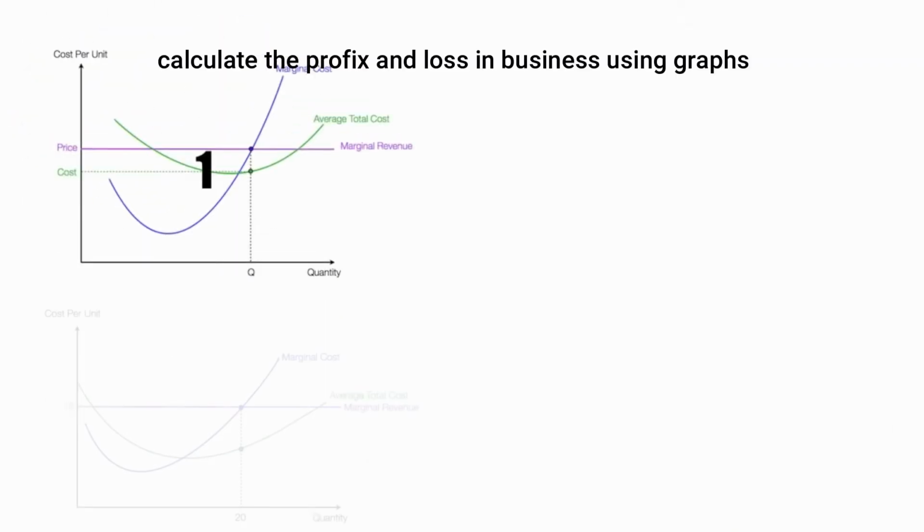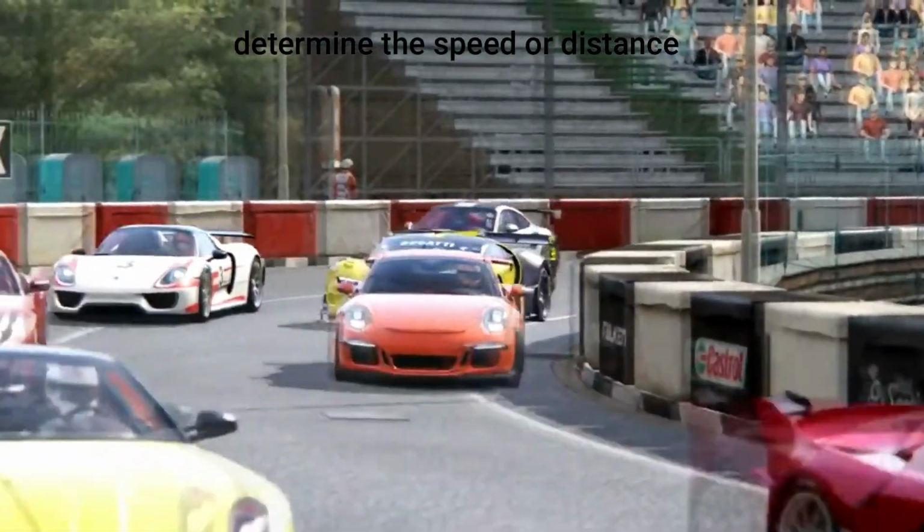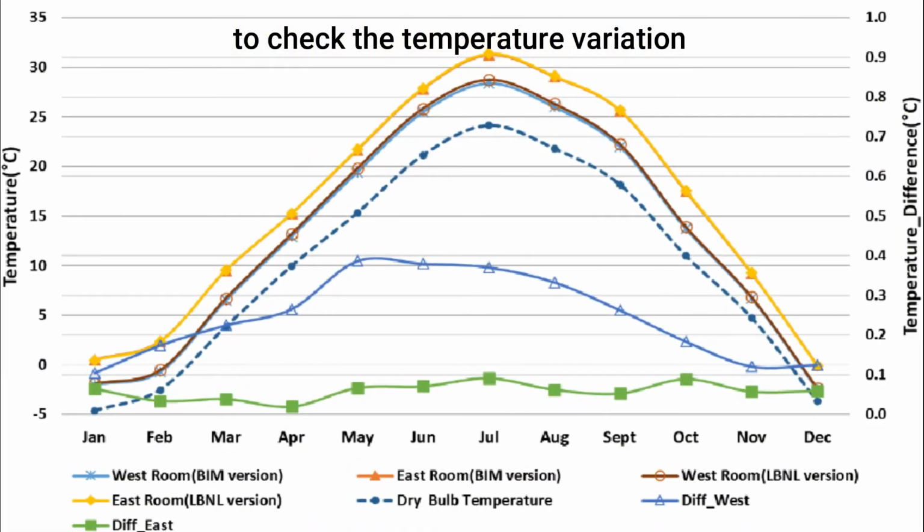Hi, my name is Saffrina. When you realize differentiation helps us with many things. We are able to find the rate of change of one quantity with respect to another. Some of the examples are to calculate the profit and loss in business using graphs, to determine the speed or distance, to check the temperature variation, and others more. By solving application of differentiation problems, the concept of application will be better understood. So, let's do a question.